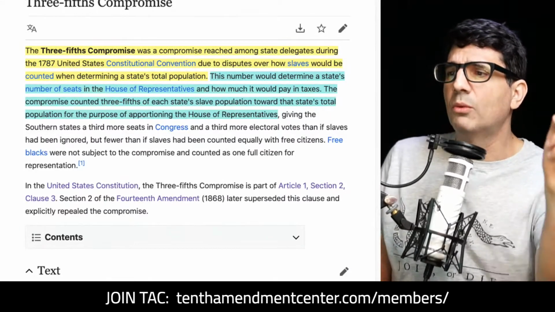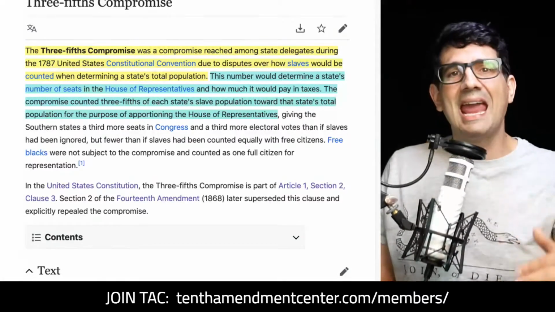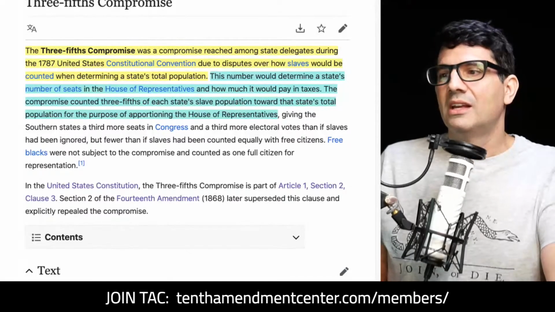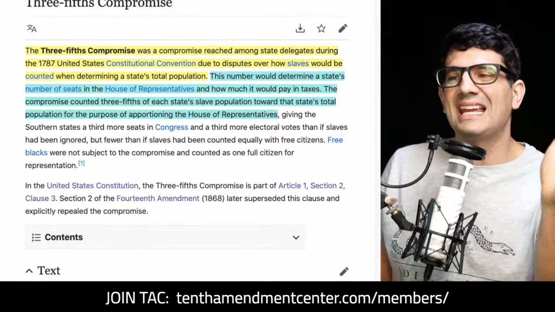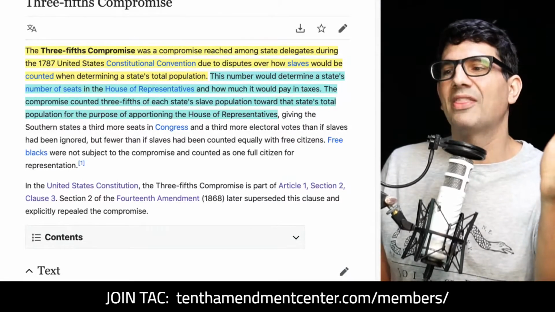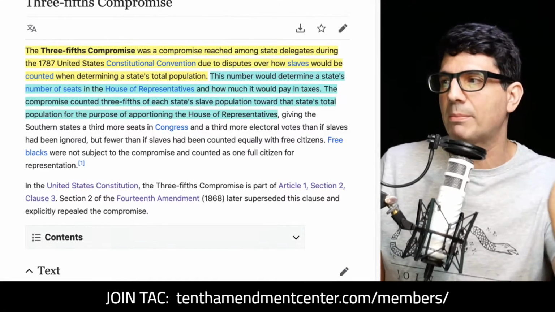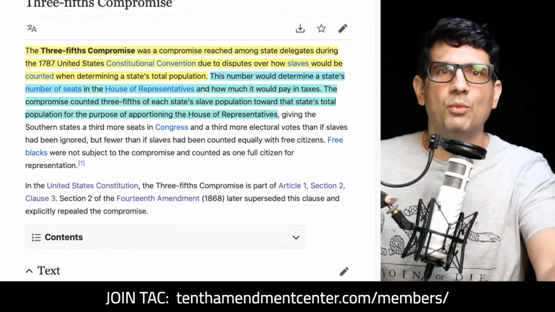This number would determine the state's number of seats in the House of Representatives and how much it would pay in taxes. Jay, you were on that for sure. The compromise counted 3/5 of each state's slave population toward that state's total population for the purpose of apportioning the House of Representatives.